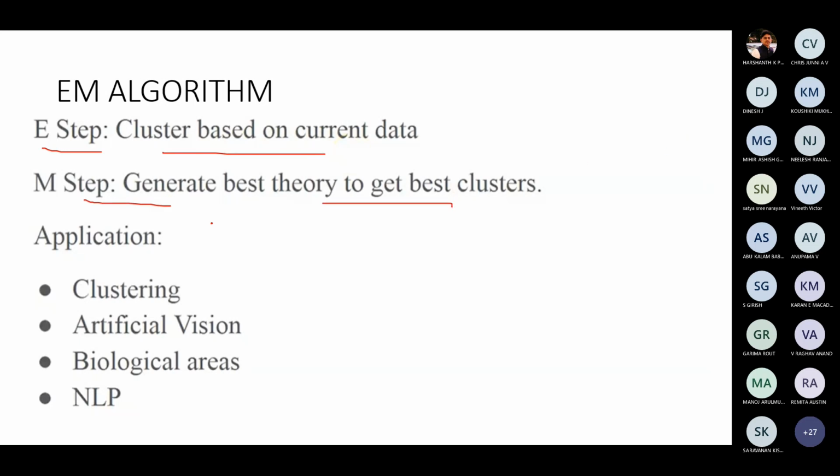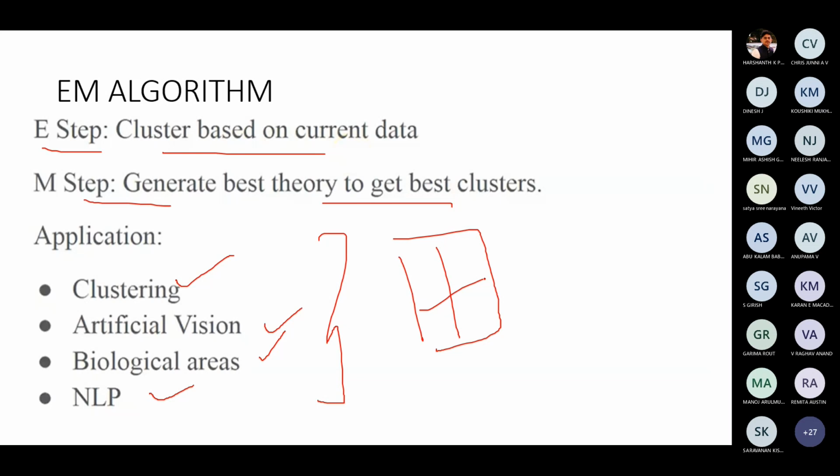So where is this EM algorithm used? Actually, it is used in multiple places, and it forms the foundation of ML itself. It is used in clustering, artificial vision, biological areas, and natural language processing. These are the places where you can apply this concept of expectation maximization.